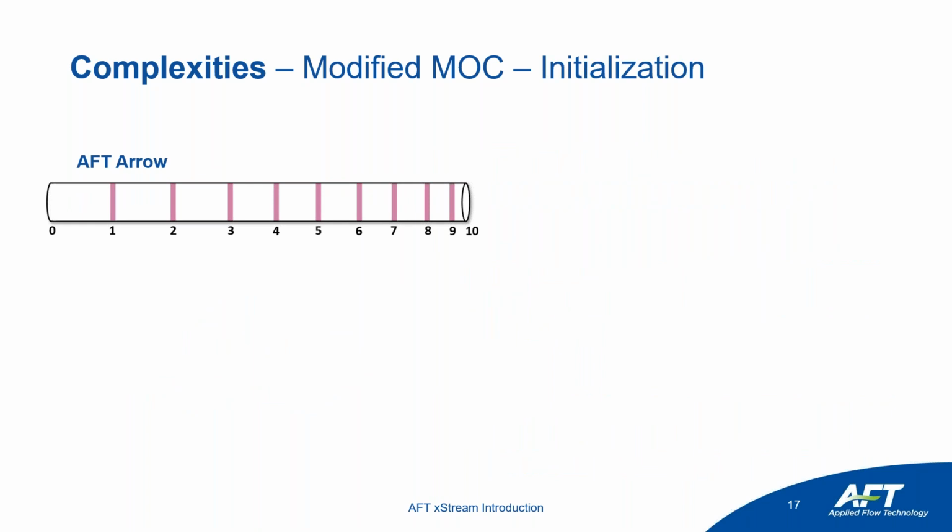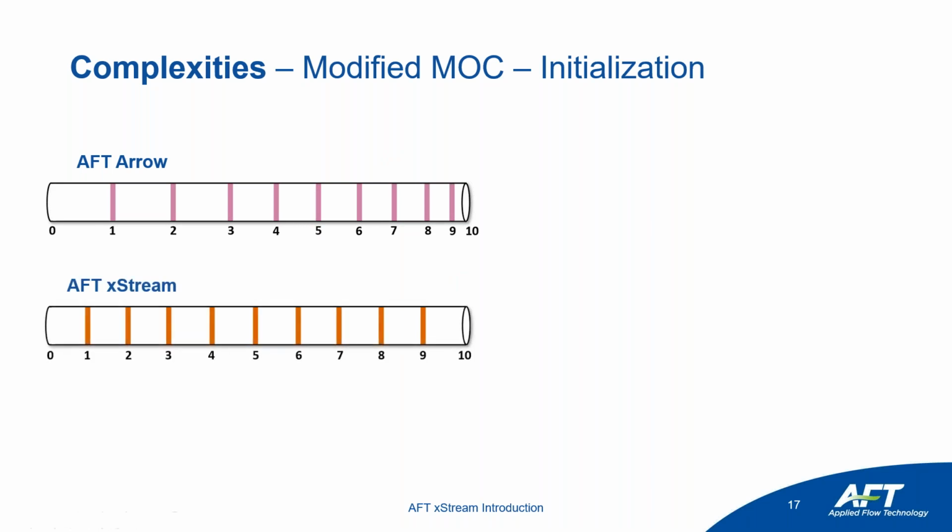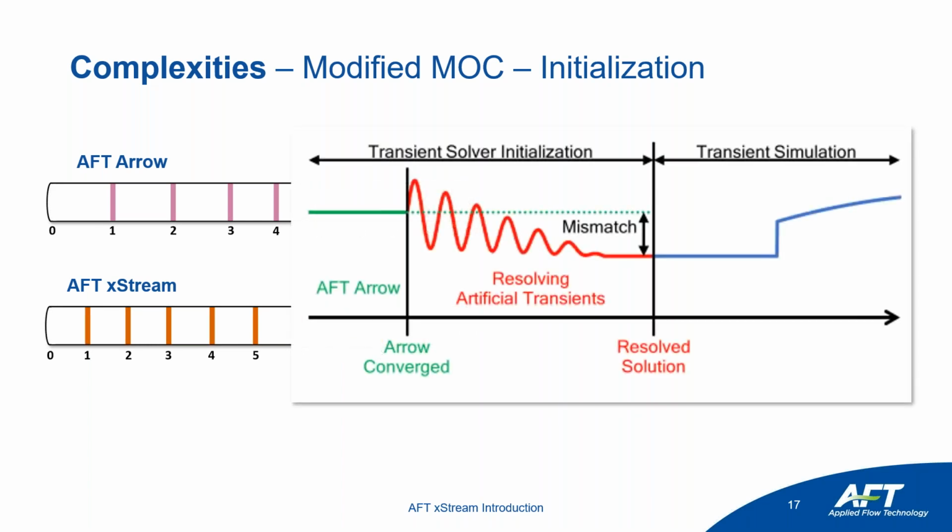When we initialize our solver, if we remember, we initialize from AFT Arrow, which in sonic choking cases might have sectioning that looks like this, very fine resolution towards the end, capturing all of those property changes. And we have to transmit it into AFT xStream, which has this very structured, very evenly spaced grid. So the way that we do that is we put in our AFT Arrow results.